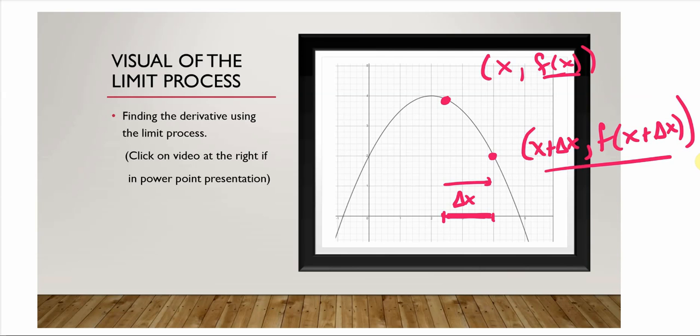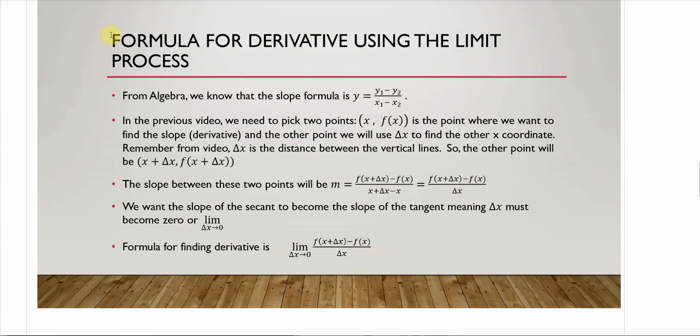So now I have 2 points. This is my second point, and this is my first point. This is the point that I want, and this is the second point. And I'm trying to get from this dot to that dot. So I'm going to go this way. That means that delta x is getting what? Is going to 0. All right, so let me go ahead and go to the next slide.